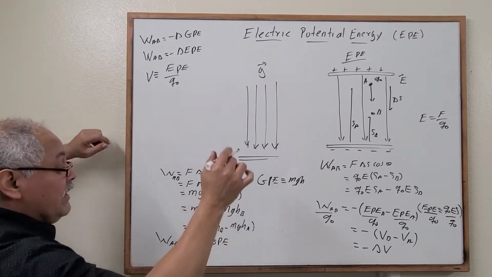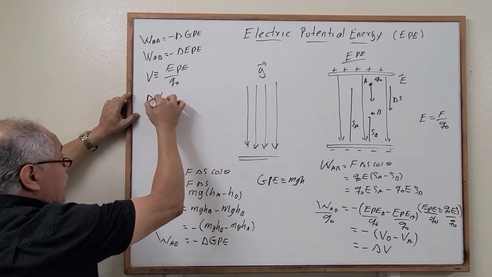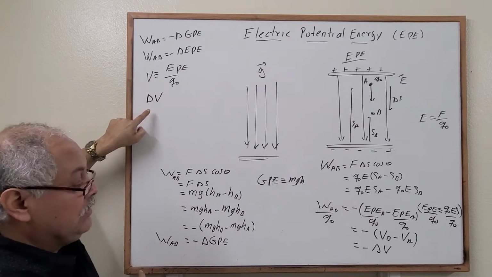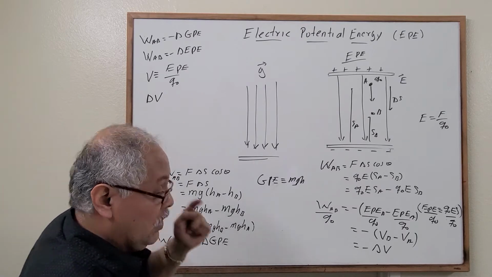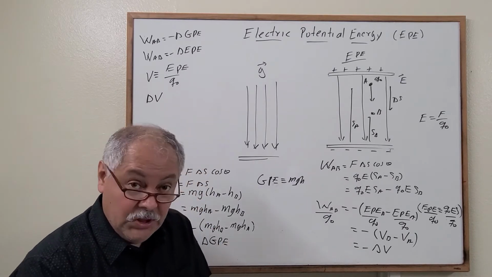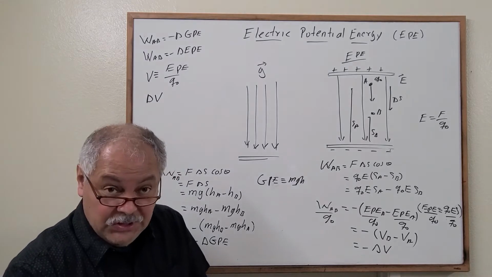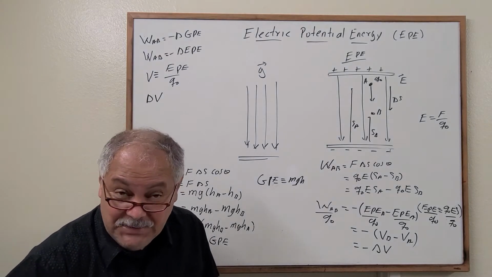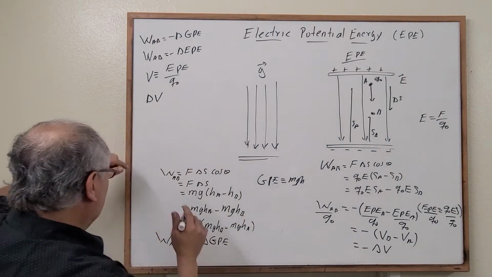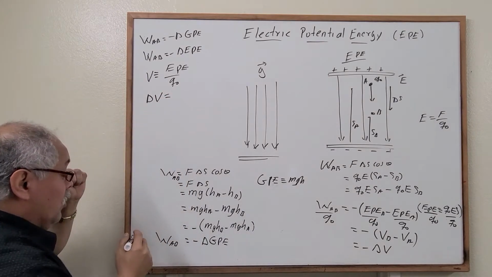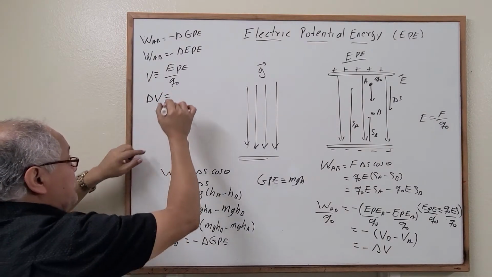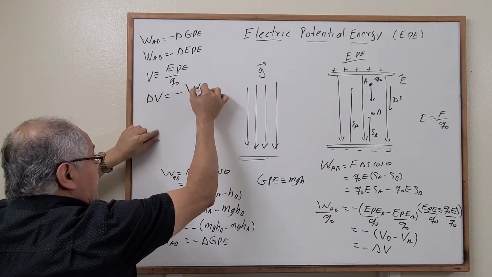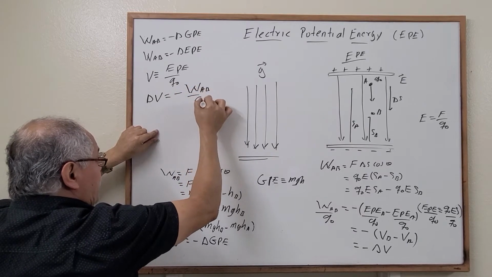right? So this is also called voltage, or electric potential difference, or just potential difference, or just potential. It's the same meaning, correct? So voltage or electric potential difference is equal to negative the work done from A to B divided by Q naught.